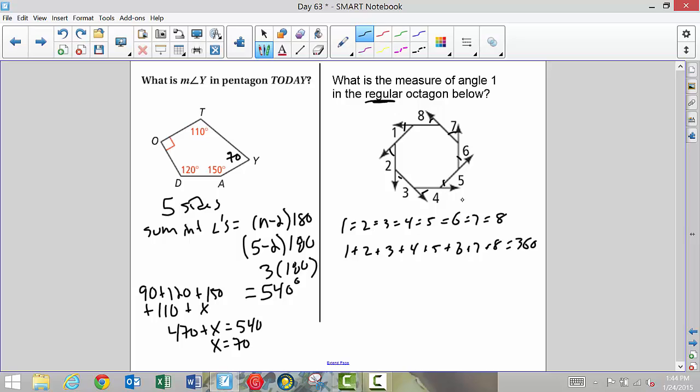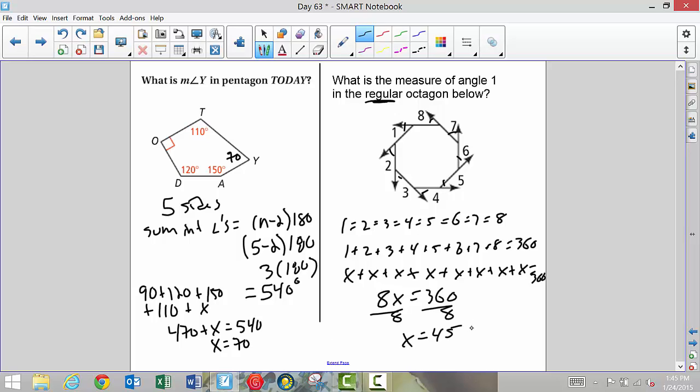It doesn't matter if it's regular or irregular. So if I know that they're all equal, I know that they're all x, because I don't know them. So I have x plus x plus x, 8 of them, and I know that they're all equal to 360. So I have 8x equal to 360, divided by 8. So 360 divided by 8 is 45. So each angle here in this case is 45 degrees.